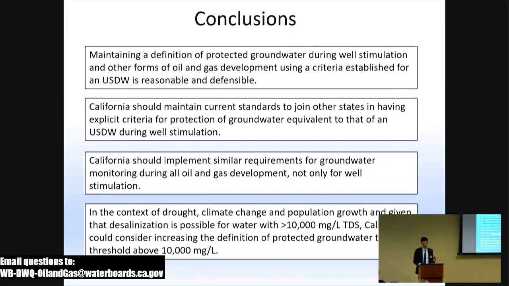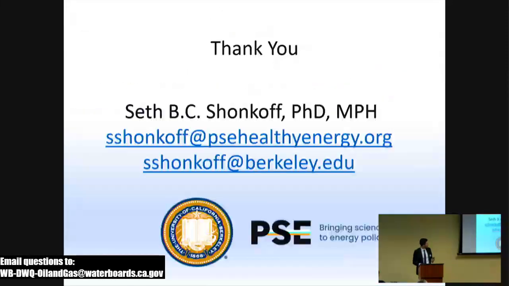And lastly, in the context of where we are and where we're headed in the future, in the context of population growth, a changing climate, and certainly more and more droughts, and given that desalinization is possible, and that even if you increase the protected groundwater definition above 10,000, it probably wouldn't go all the way up to the 35,000 seawater definition, and it would be economically feasible, increasingly as we move into the future and the demand for water increases, to consider treating that water for beneficial use. And here are my references. And thank you.